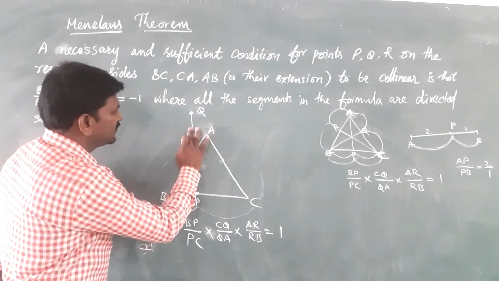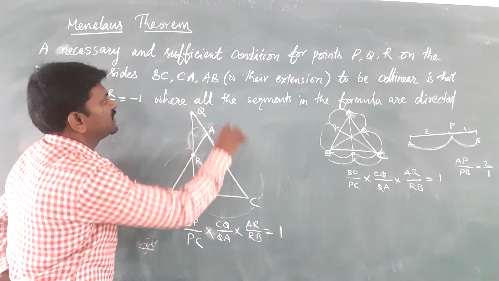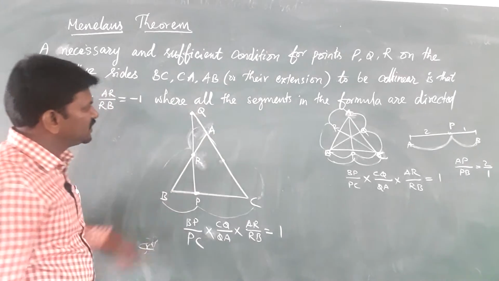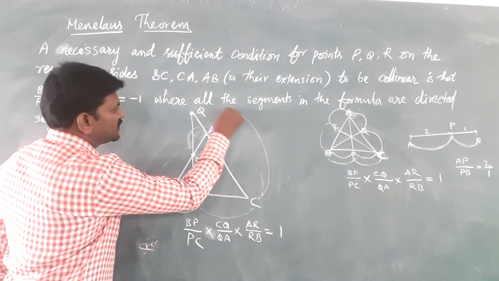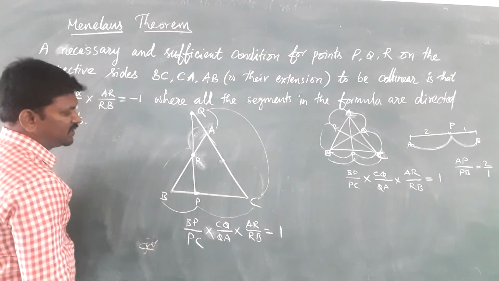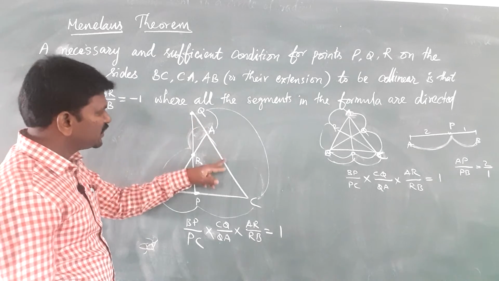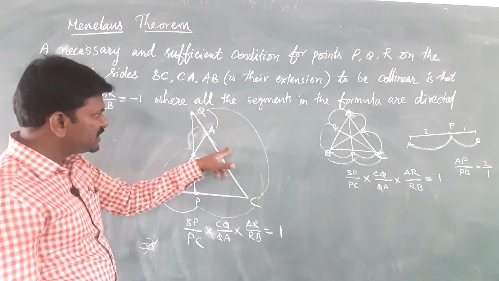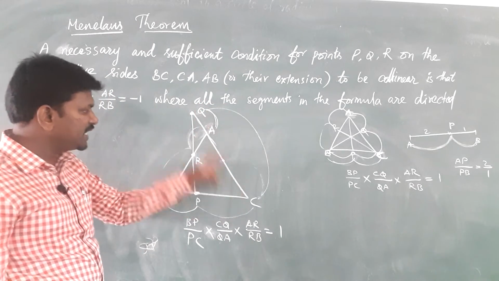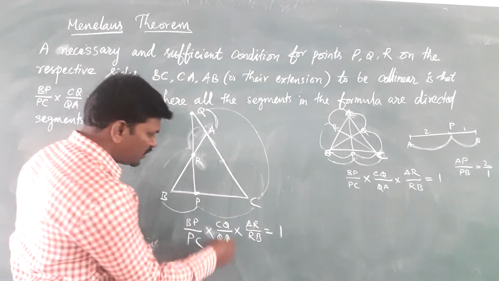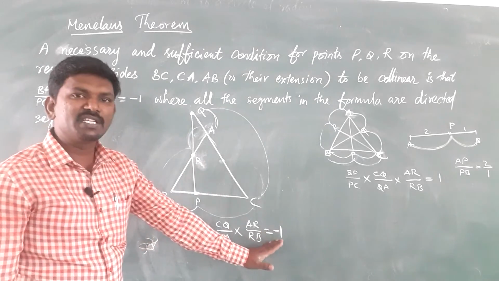But here, Q does not divide internally, it divides the extension. So Q divides externally. CQ by QA: if Q is here, it would be +1, but Q divides this line AC externally, coming in the opposite direction, so we use the negative symbol, minus. Because of that only, here we are using the negative sign.